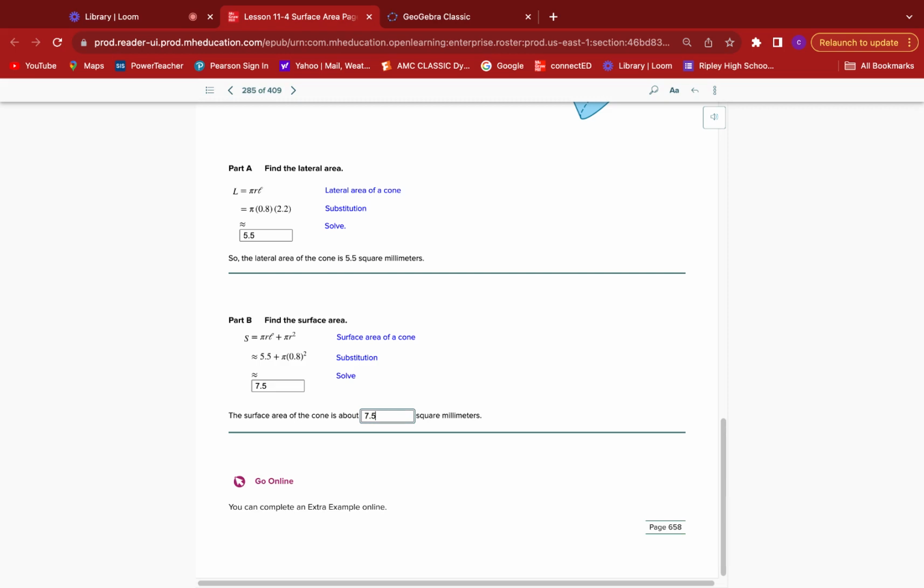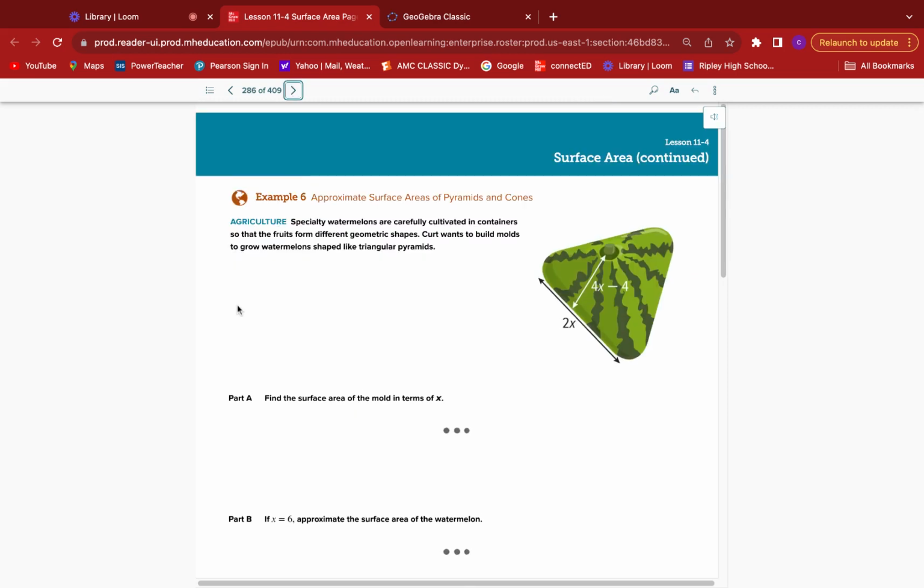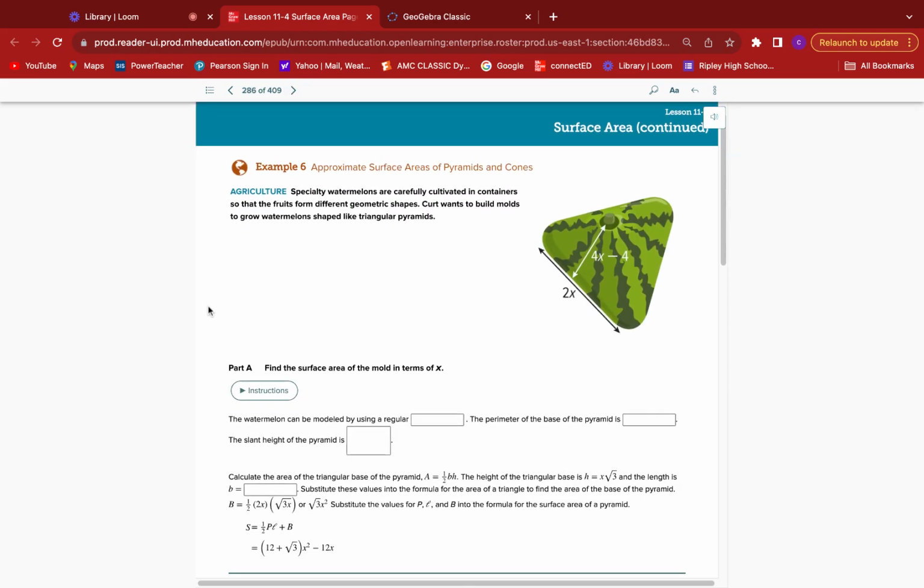All right, that's the bottom of page 658, so I'm moving to the next page, page 659. All right, example number 6. All right, we need to find, looks like just the surface area of this pyramid and cone, but I don't see a cone there, so maybe there's one coming up. All right, here we go, example number 6.